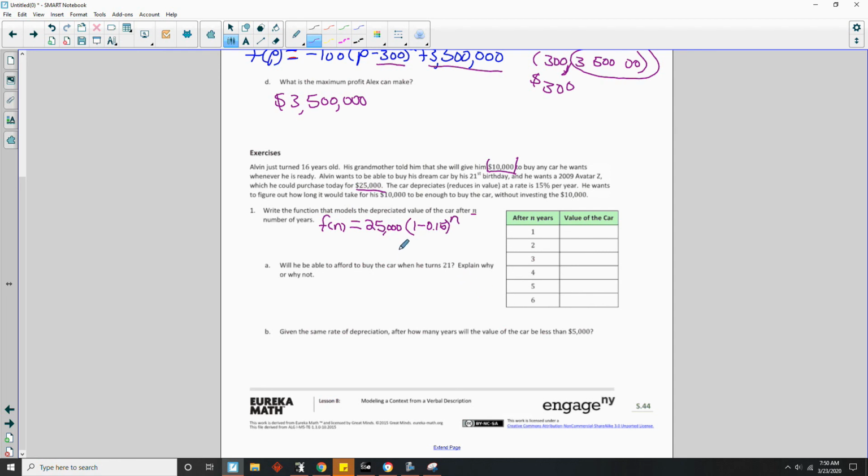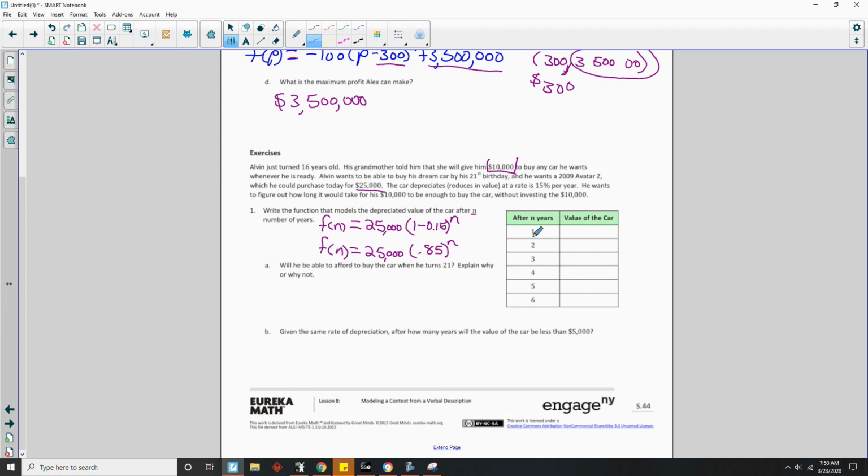So when I simplify that, that would be f of n equals 25,000 times, well, 1 minus 0.15 is 0.85 to the power of n. All right, so A says, will he be able to buy the car when he turns 21? Explain why or why not.